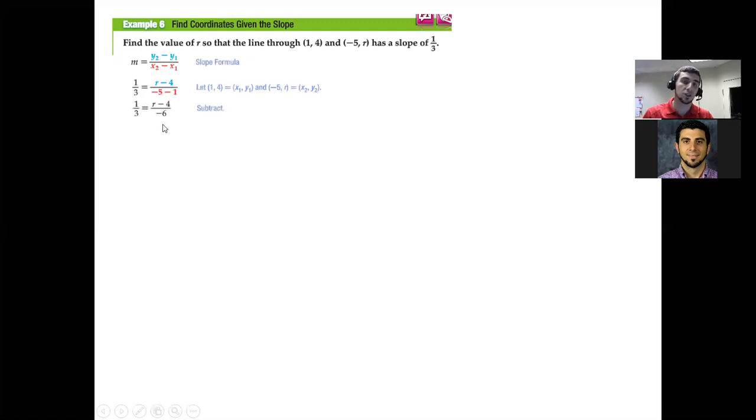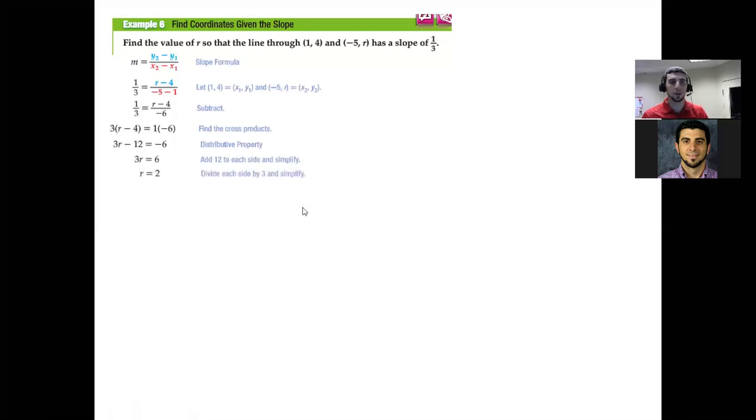Now, you can just solve this like you would a normal equation. So you're going to cross multiply, and you get 3 times the quantity r minus 4. Remember, put parentheses in here because the 3 has to multiply everything in the numerator, equals 1 times -6. So distribute here. 3r minus 12 equals -6. Add 12 to both sides. Then divide by 3, and you get r equals 2. So the line goes through the point (-5, 2).